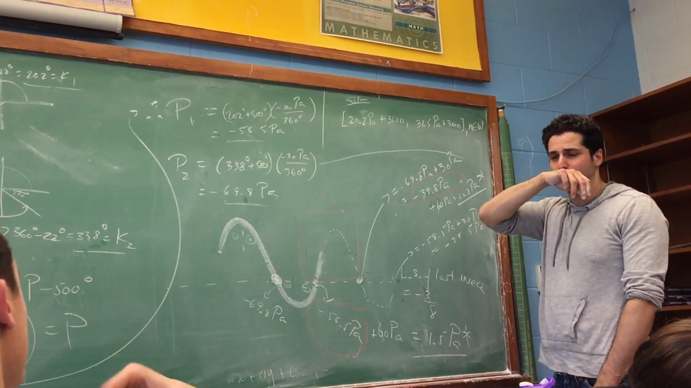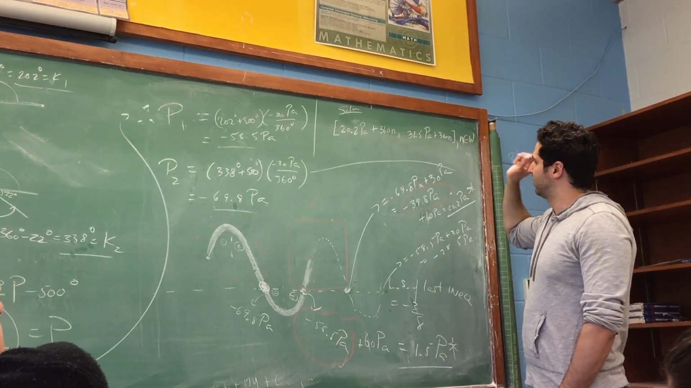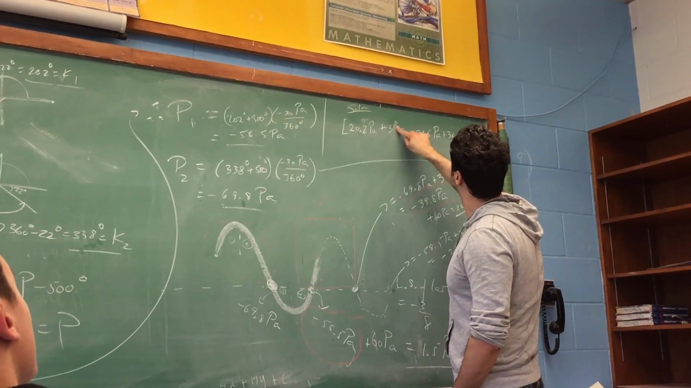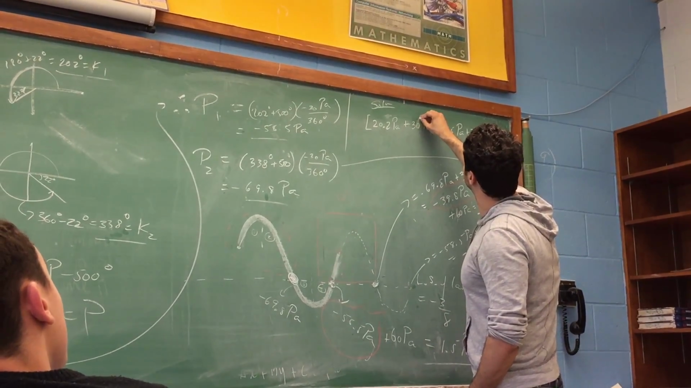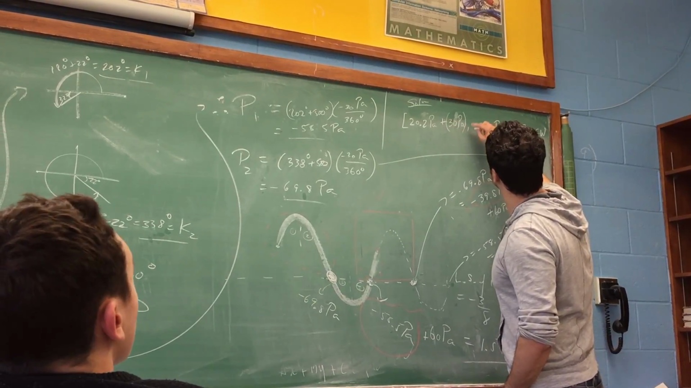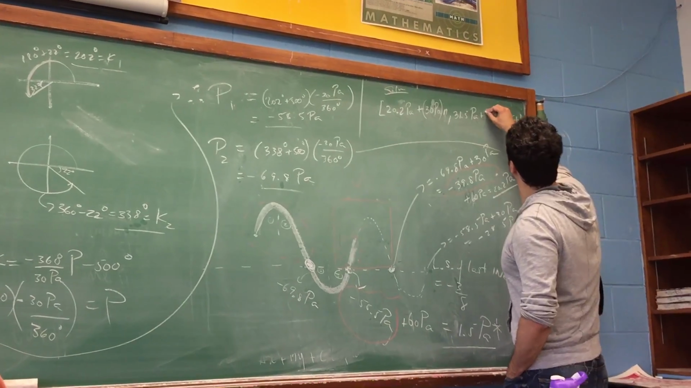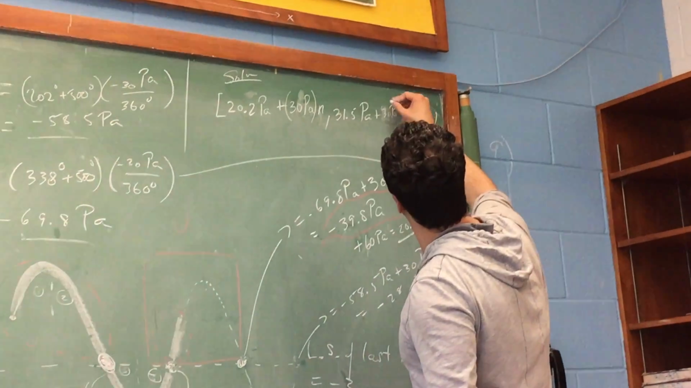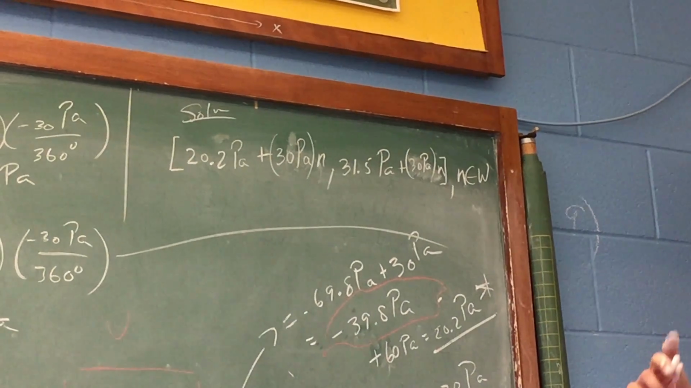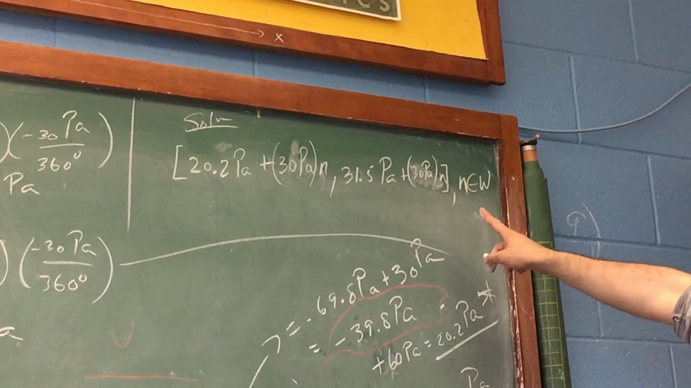You said plus 360, and shouldn't it be 30 because the period is 30? Thank you very much. This is not right. Right? This is 30. This is technically 30 pascals times N. And this is 30 pascals times N. Wait a minute. And did we fix the numbers up there? 20.2 should be 1.5.